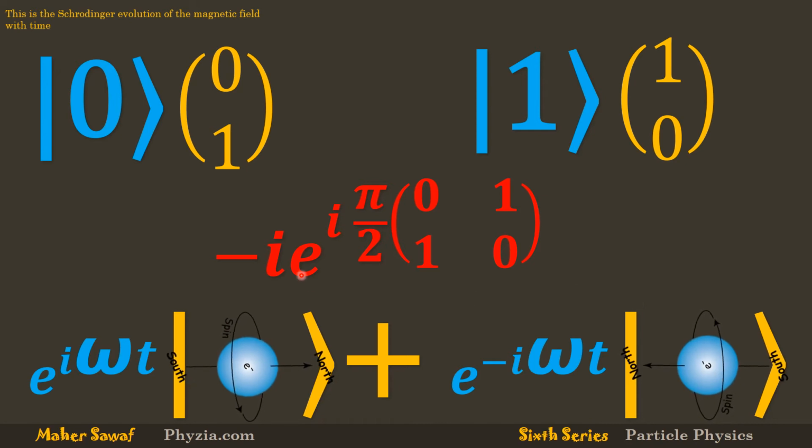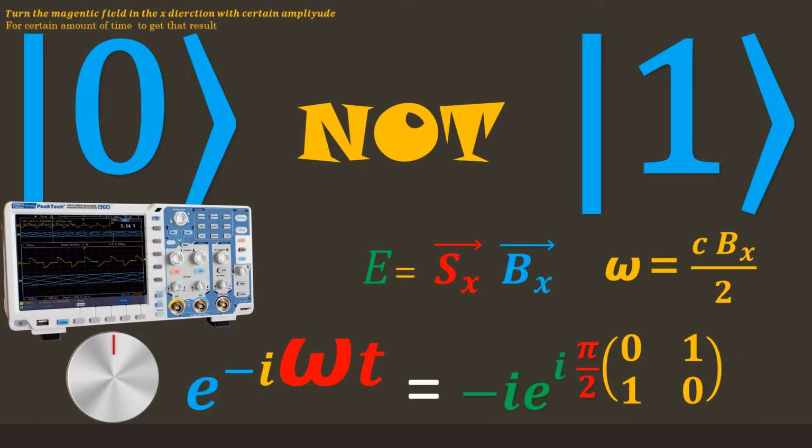So now, the energy operator that we require to transfer from 0 to 1 or 1 to 0, which means we apply the NOT gate, will be like this: minus I e to the power of I pi over 2. And then this matrix means we transfer from 0, 1 to 1, 0. So that means we should find a way to make omega t equal to pi over 2. And this is easy to do now thanks to the device we have in the lab.